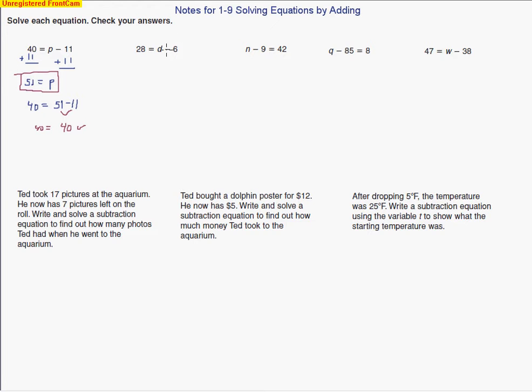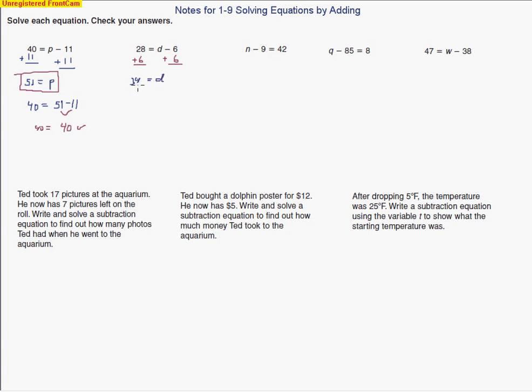Well, here we have the same sort of thing, just different numbers. So we're using an opposite operation again. Always move the term that's next to the variable. So that's a minus 6, so we're going to end up adding 6 to both sides. And so once I do that, I'm left with the number 34.